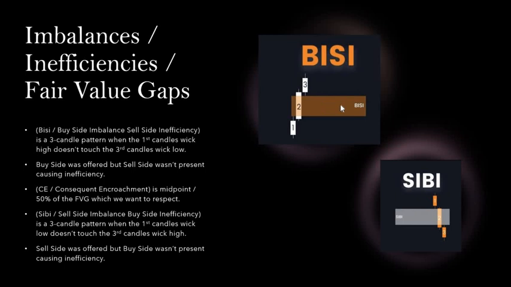Remember, the market can trade down into consequent encroachment, but we don't want it to close past the fair value gap, and we do not want to see it close past consequent encroachment. Once it starts to do that, that's when we start disrespecting the BISI.